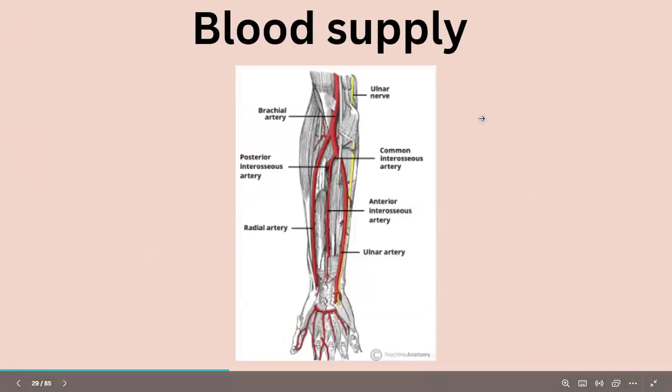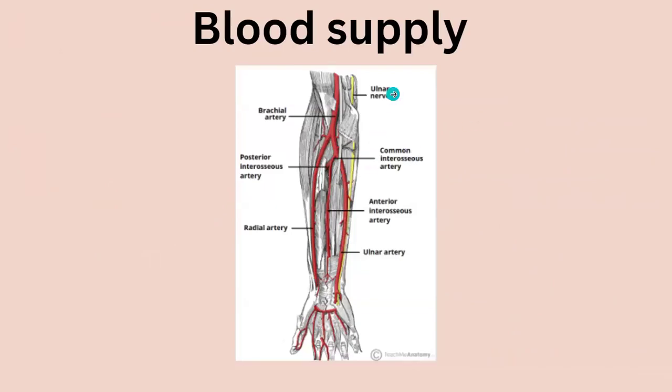Now for the blood supply of your forearm. You guys know from the brachial plexus lecture, you have the brachial artery. Now the brachial artery divides into two main branches: the radial artery and your ulnar artery. You can also see that there are different arteries right here called the interosseous arteries: the anterior interosseous artery and the posterior interosseous artery.